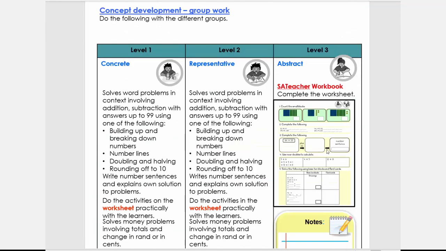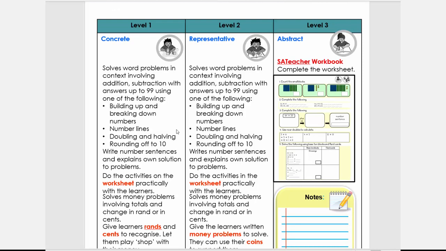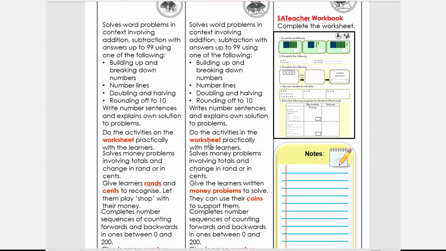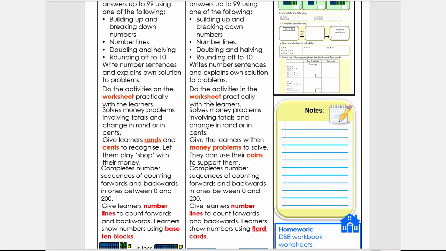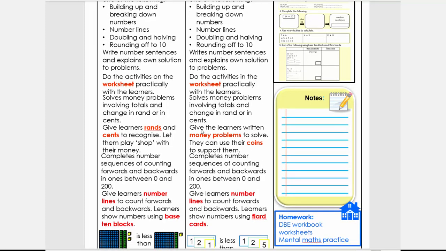So let's then go and look at the lesson. So the lesson is we're going to do addition and subtractions with answers up to 99. So what you could do is you can just give them a few sums or number sentences, or you can do the ones on the worksheet. And then we're going to focus on problem solving. So we're going to solve money problems. Here you can also make up some of your own problems using the coins and the notes.